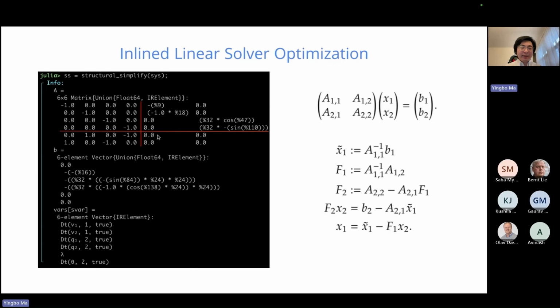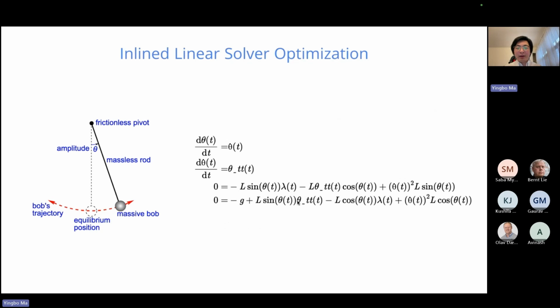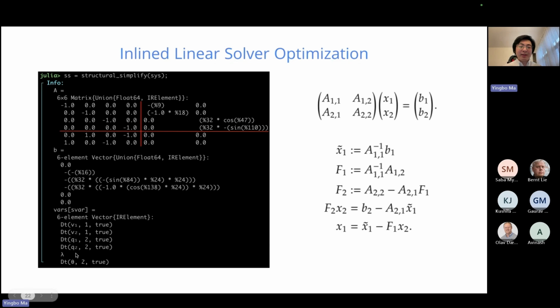And we can see that, as expected, the last two variables would be the actual algebraic variables that we are solving by this linear solver that is not covered by Tearing alone, right? So lambda and the angular acceleration in here are not covered by Tearing. And in here in JuliaSim compiler, we can see that we have identified that as a linear system, and we are inserting a linear solve in the right-hand side of the differential equation definition. So we have converted a DAE into an ODE.